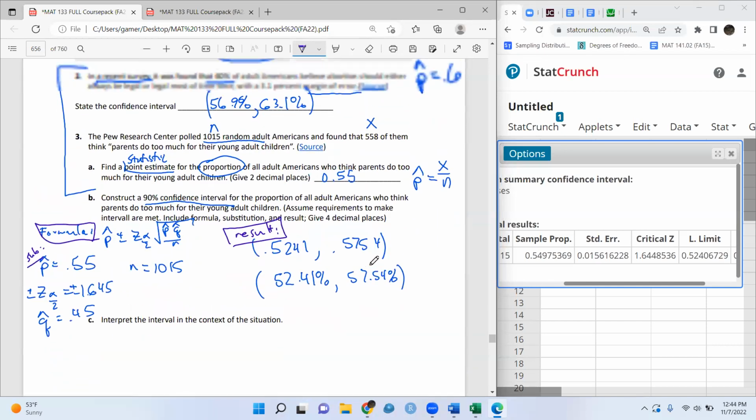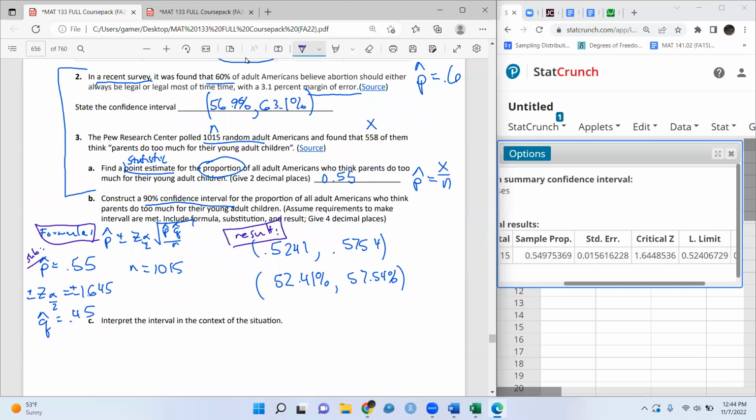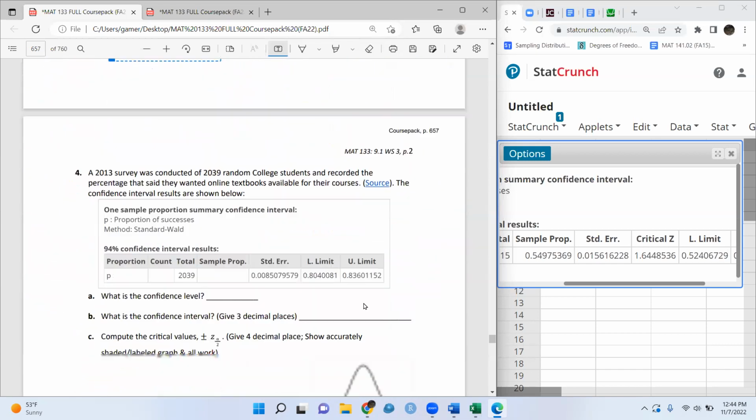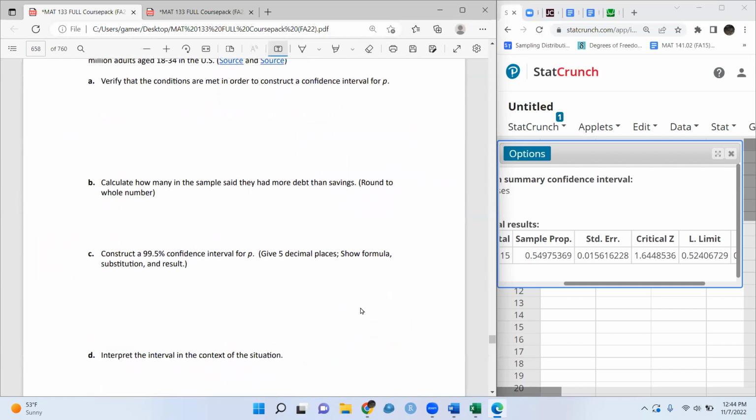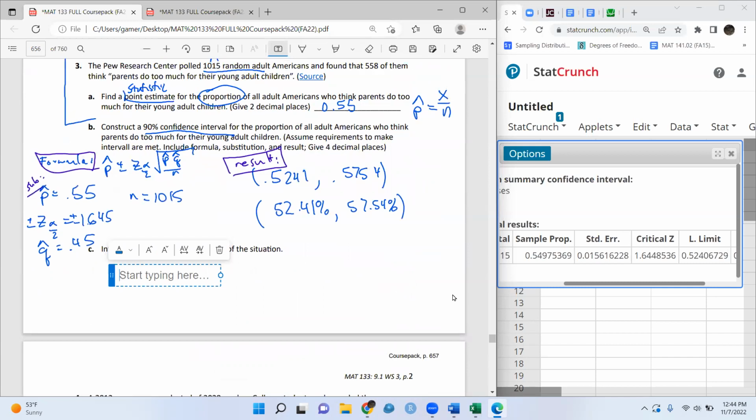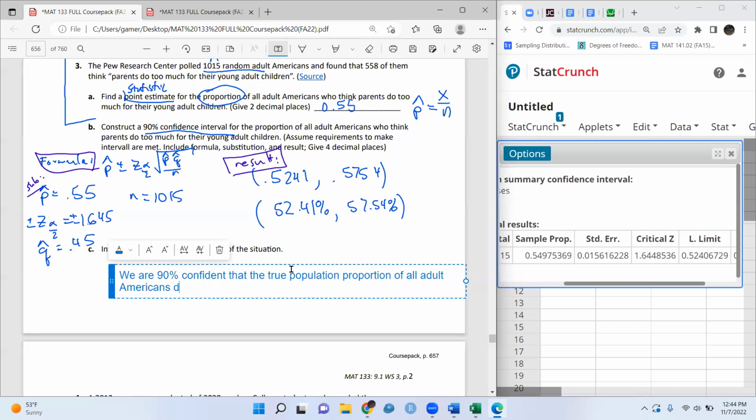Can anyone interpret these numbers in the context of the situation? Or do you need time to interpret it? We are 95% confident that the true population proportion of all adult Americans that think parents do too much for their young children is between 52.41% and 57.54%. Love it.